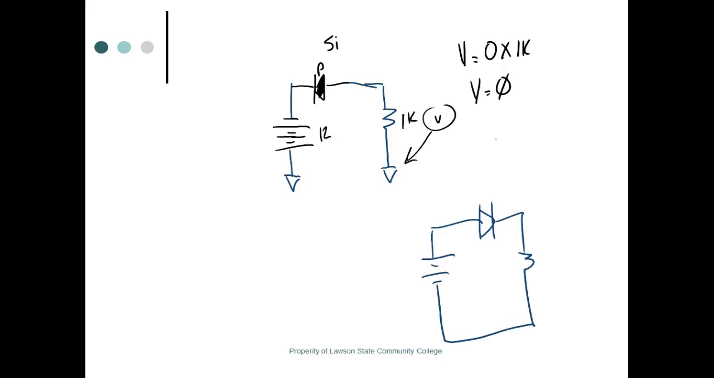Analog meters, you could mess the meter up on DC if you put it in backwards, because it's got a pointer on it, and if you put it in backwards and it swings over and pegs against the stop, you could bend your pointer.